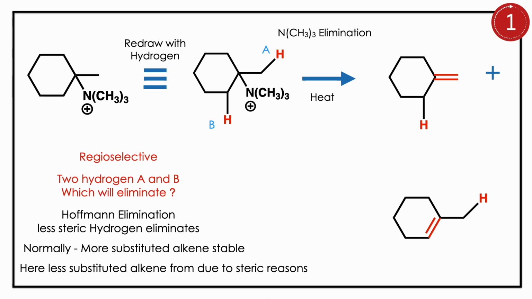There are two possible hydrogens, A and B. Which hydrogen will be eliminated? The hydrogen with less steric effect will be eliminated, because the leaving group is bulky, so the approach and elimination will be harder. So what really happened? A hydrogen eliminates, not the B hydrogen. It is opposite to Saytzeff rule. The less substituted alkene will form. The concept we outlined here is that Hofmann elimination is a regioselective elimination. Always the less substituted alkene will form.